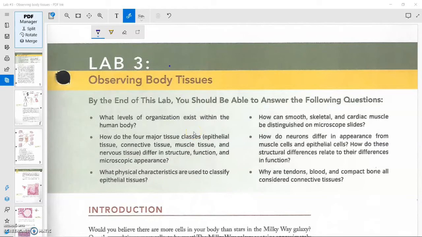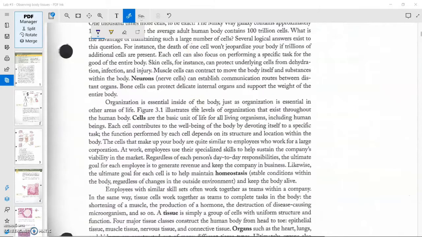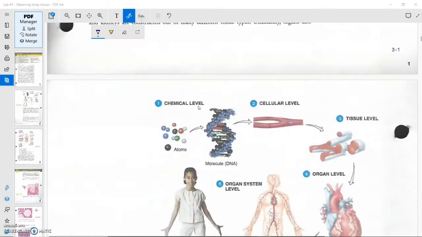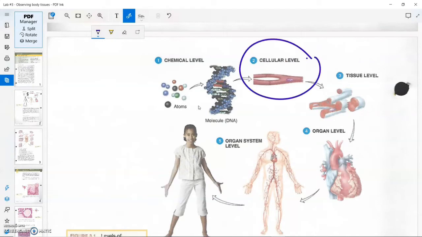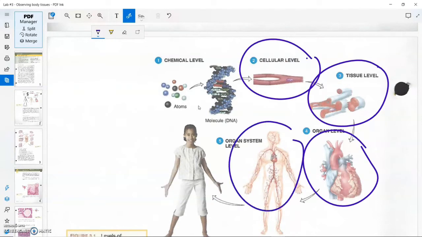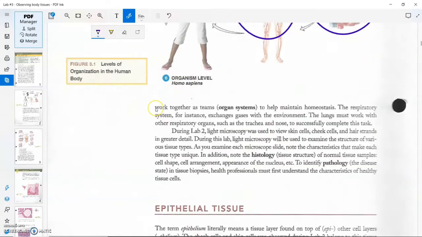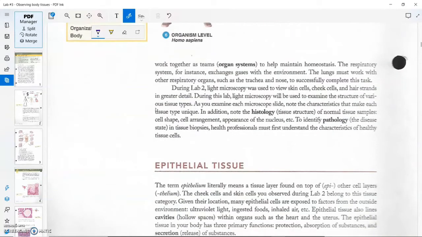So today we're going to be talking about observations of body tissues using the microscope. I leave for you to read the introduction, just a few comments. Levels of organization, I talk about it in the lecture. Cellular, tissue, organ, system. So different cells comprise the tissue, tissues comprise the organ, organs comprise the system, and systems comprise the organism.